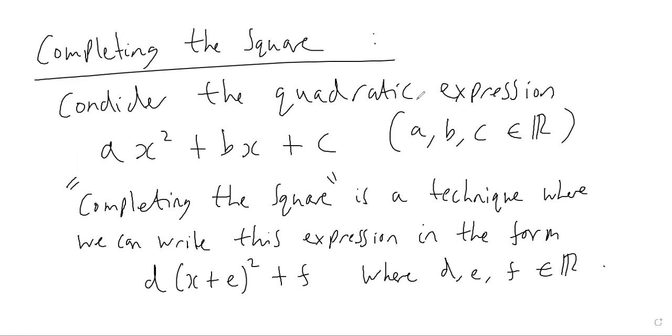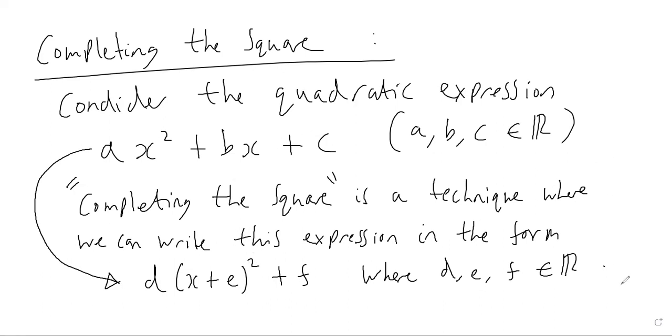So let's just consider this quadratic expression. We've got the quadratic expression, a number times x squared plus a number times x plus c. This is just the general format for a quadratic expression. Completing the square is a technique where we can write this expression in the form a number times x plus another number all squared, plus this constant at the end, where d, e, and f are constants. So it's just a technique where we can rewrite this expression into this expression there.